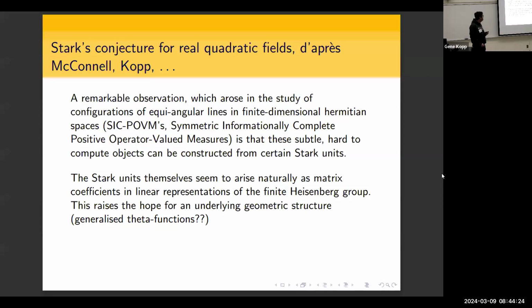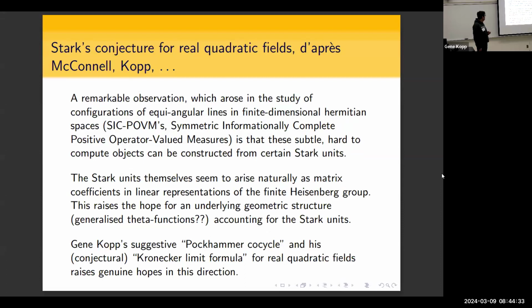Maybe the formalism suggests that underlying these are some generalized theta functions or things that look like modular functions that would account for the Stark units. And in fact, Jean has constructed a very beautiful kind of object, she calls a Pockhammer cocycle or something, which arises from the transformation theory of certain Pockhammer functions, and formulated in these terms a Kronecker limit formula for real quadratic fields. I don't know why I wrote conjectural here.